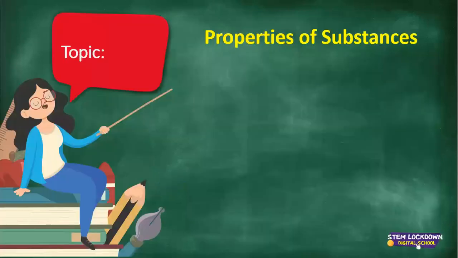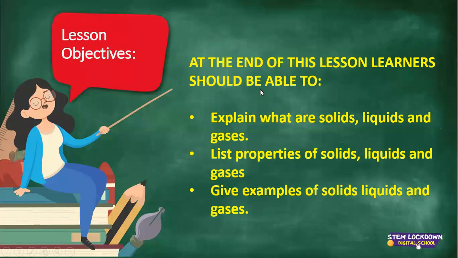Today's topic is going to be on the properties of substances, okay? So we're going to be talking about the different properties of substances. To go through our lesson objectives, by the end of this lesson, you should be able to explain what are solids, what are liquids, and what are gases. You should also be able to list the properties of solids, liquids, and gases. And lastly, you should be able to give me different examples of solids, liquids, and gases.